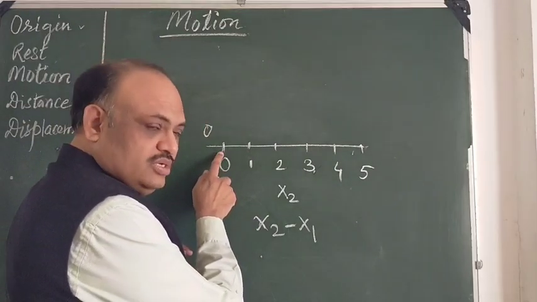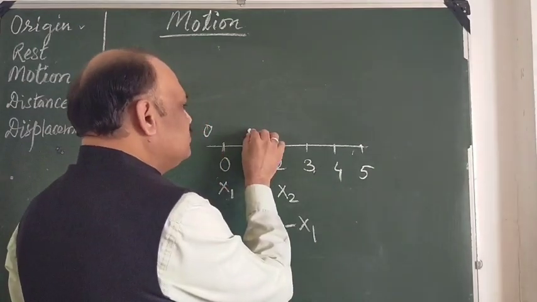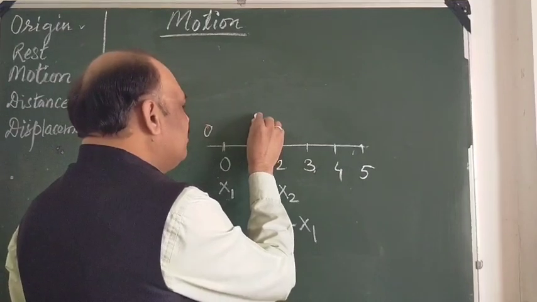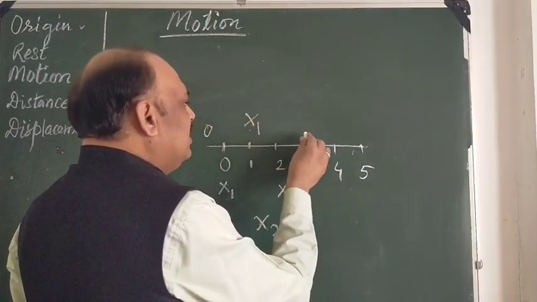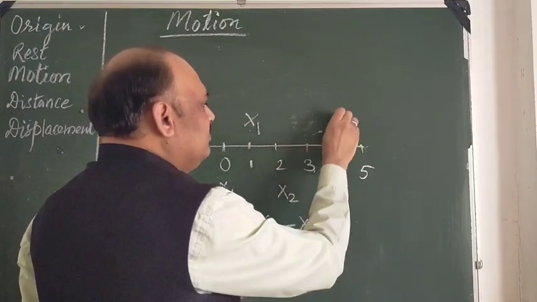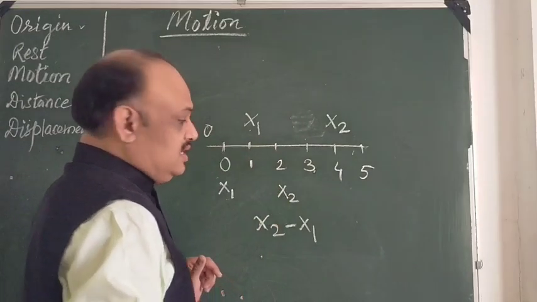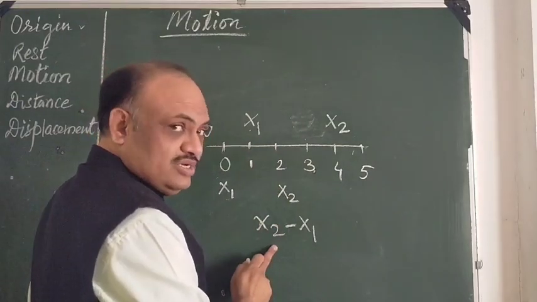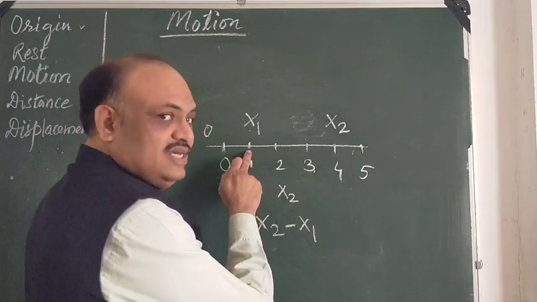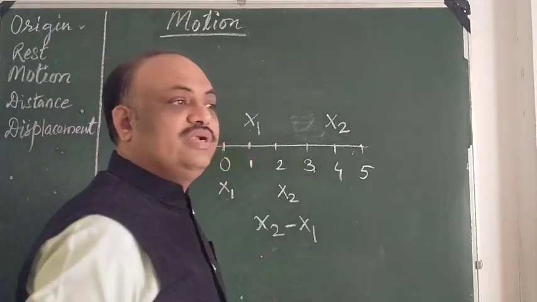I am measuring it with respect to x1, so this particular position has become the origin. It is not necessary that I will start from here. I can start from here also. If I start my journey from here and go anywhere, again it will be x2 minus x1. But what is x1? x1 is here. So the origin has changed, the starting point has changed.